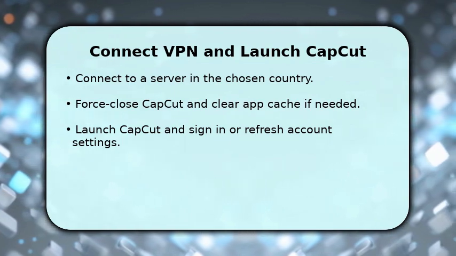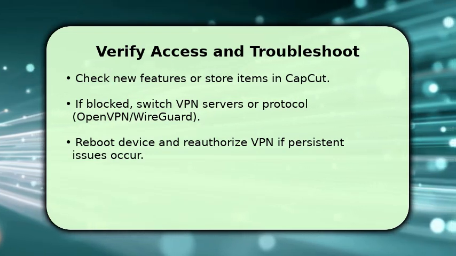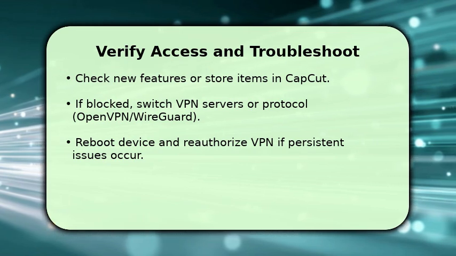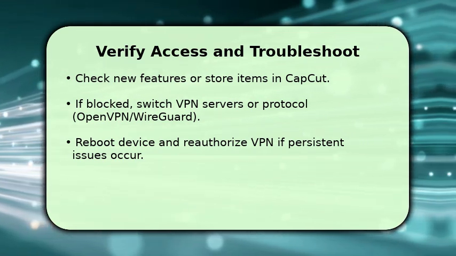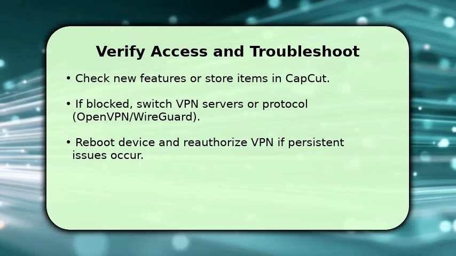Finish by verifying the unlocked features inside Capcut. Try creating a new project and look for region-specific templates or music. If you still can't access them, switch VPN servers or change protocol to WireGuard or OpenVPN. Different routes can bypass regional blocks.